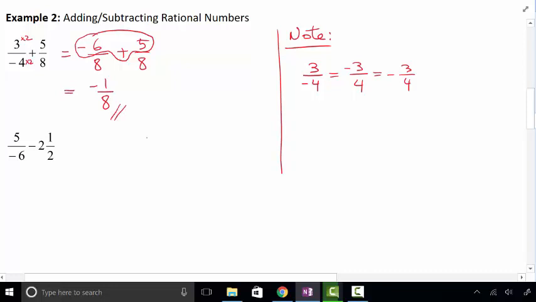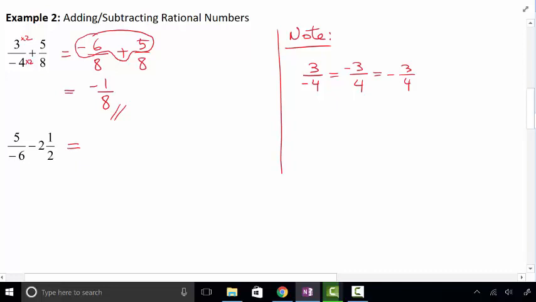Okay, so let's try the next example. In our next example, why don't you pause the video and then you can try it yourself. Now, again, when you have a lot of negative signs and positive signs, I would suggest that you change this into improper fractions to make your life easier instead of having to borrow sometimes.